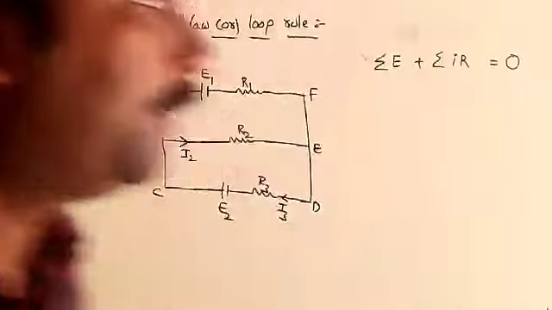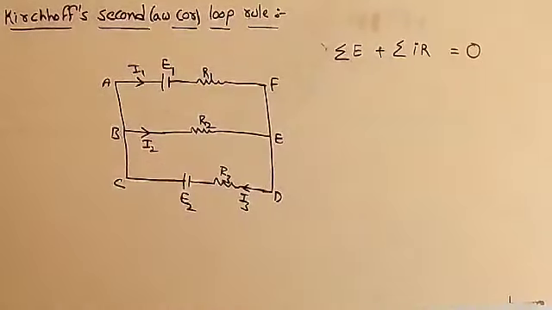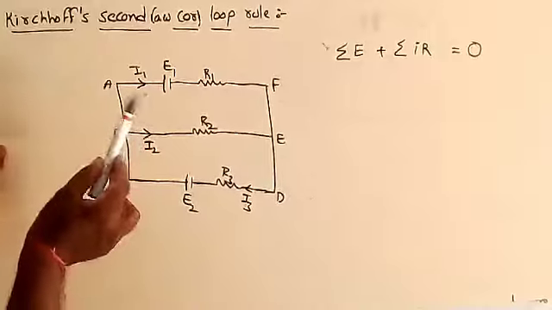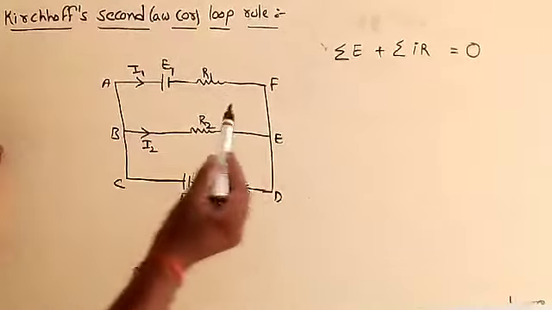Now, how will it be 0? Now, using this diagram, I can explain. See, first I am taking the loop like this: A, B, E, F, A.